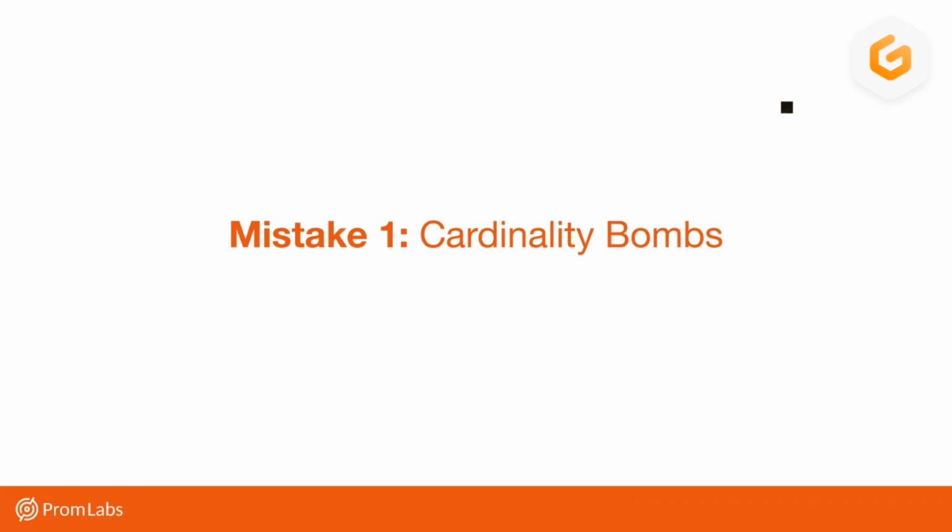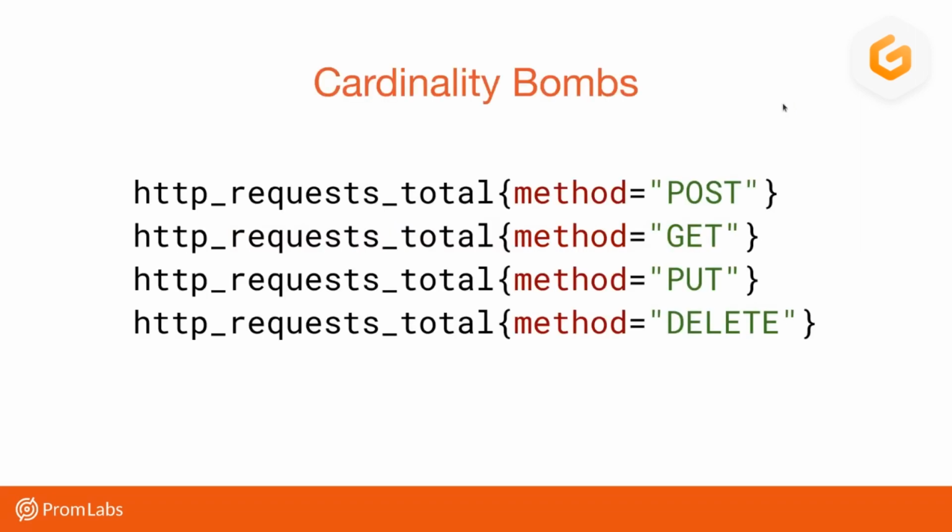The first mistake that you can run into, or that everyone runs into when they start using Prometheus, is cardinality bombs. Prometheus is a monitoring system that can only track numeric metrics, and they are identified by a metric name, and then you can split up a metric name by a bunch of key value pairs that we call labels. These labels are really useful because they allow you to dimensionally identify where something is coming from.